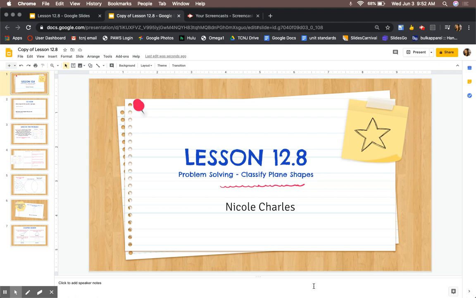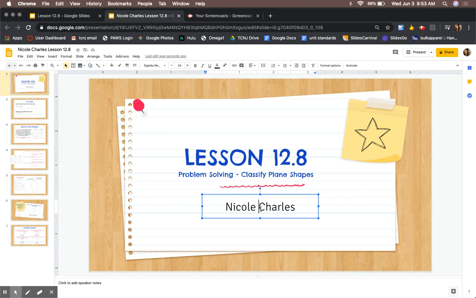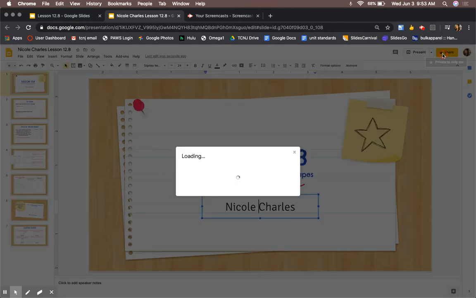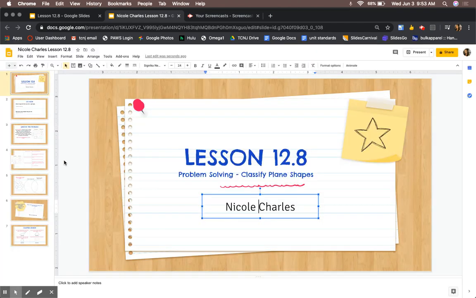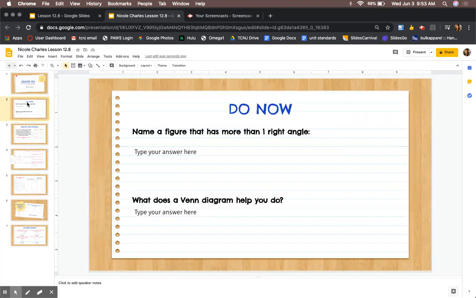Hi everyone, today's lesson is lesson 12.8 and it is a problem solving lesson on classifying plane shapes. So as always, up here it says copy of lesson 12.8. So you're going to change that to say your name. And then down here you can change that to say your name as well and just make sure to share it with your teachers.